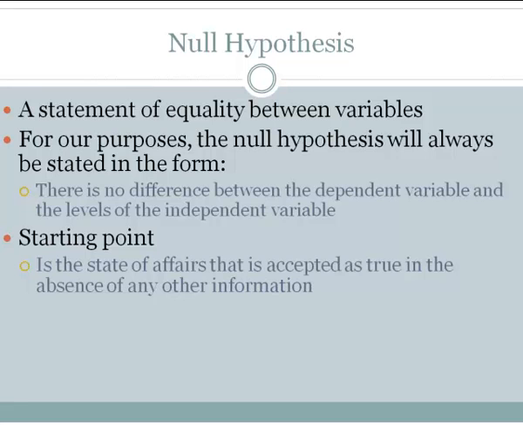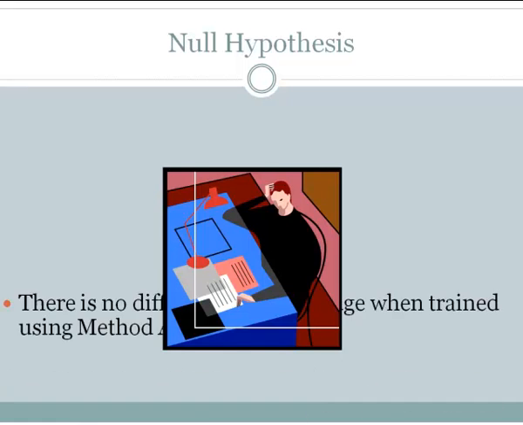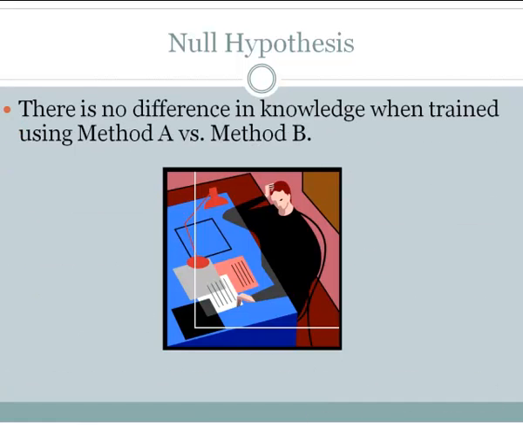For our purposes, it's considered to be the starting point. It's what we accept to be true unless we have other information. And it's also the benchmark, which simply means it is what is tested by the data. So in the example I just gave you, the null hypothesis would be there is no difference in knowledge when trained using method A versus method B.